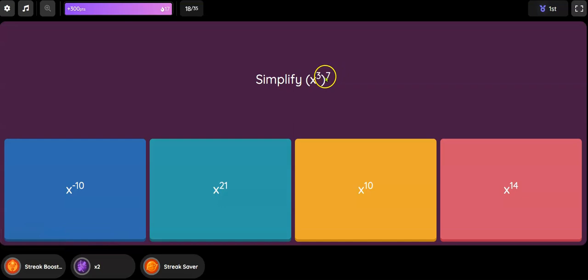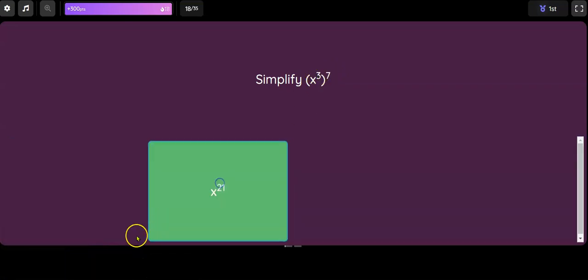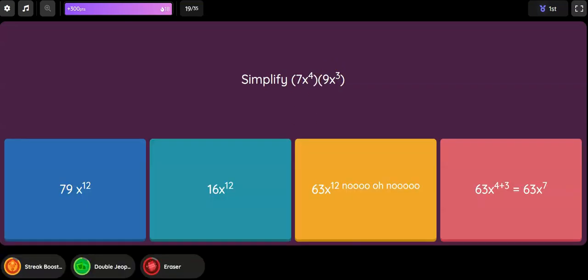This one has a power touching parentheses, so we multiply x to the 21st. This one is a bit more complicated. 7 and 9 are not like bases. 7 times 9 will just be performed, but x and x have like bases, so they'll be added. 7 times 9 is 63, so it's going to be 63 x to the 7th.